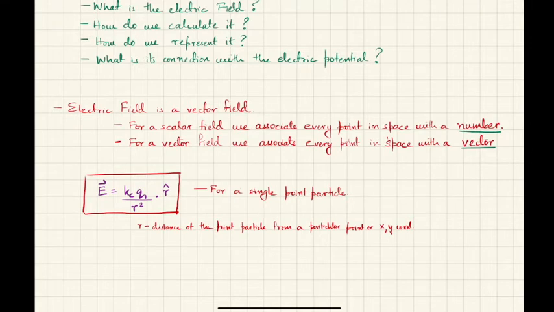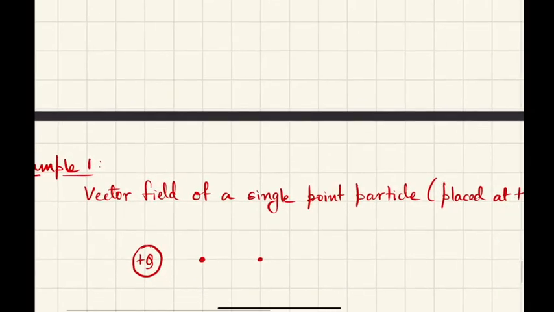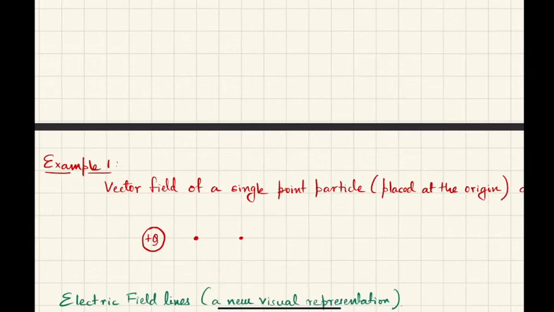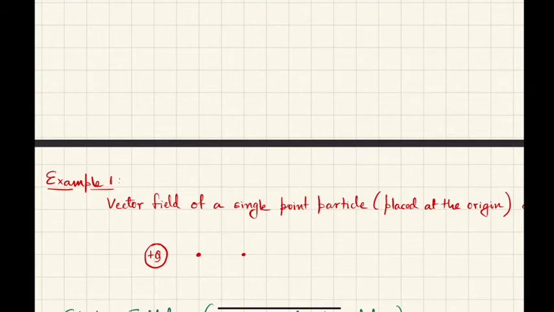But let's try to understand how we can go about calculating an electric field and also how we can represent it. Okay, so we'll first start off with a simple example, and that example is of a vector field of a single point particle placed at the origin. We're only going to look at the positive x-axis. So suppose this direction is my positive x direction. The origin is right on top of the particle. So then we're going to ask ourselves the question, what is the electric field maybe at this point and this point, and eventually try to figure out what it looks like for all points along this horizontal line. Okay, and then you can also repeat it for the other side as well.